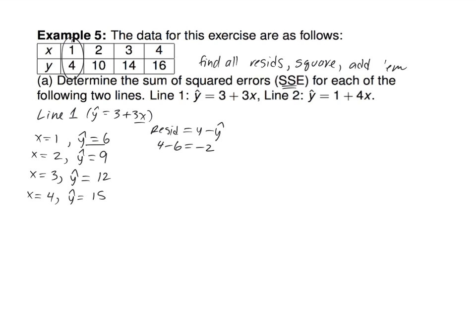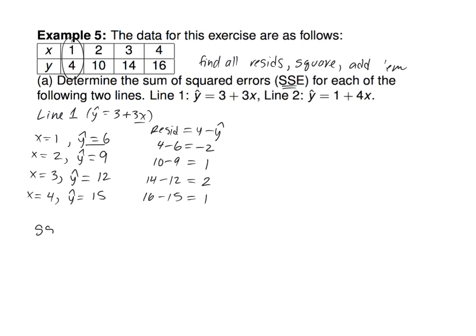How about the second value? What is the actual y value when x is 2? 10. So 10 minus 9 gives you 1. I think the next one is 14 minus 12, right? 2. And the last one is 16 minus 15, which is 1.